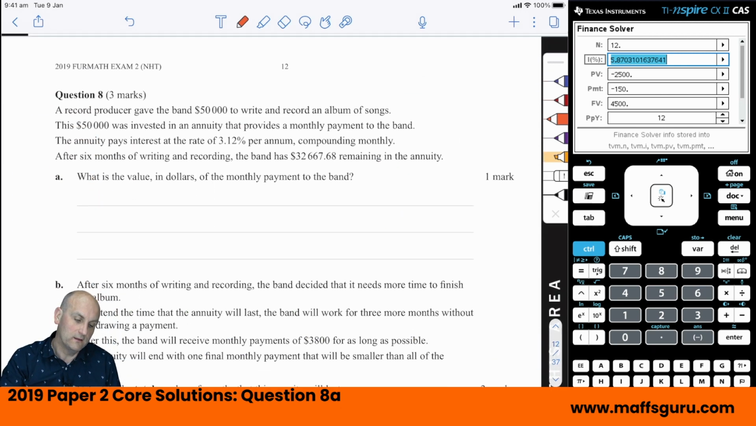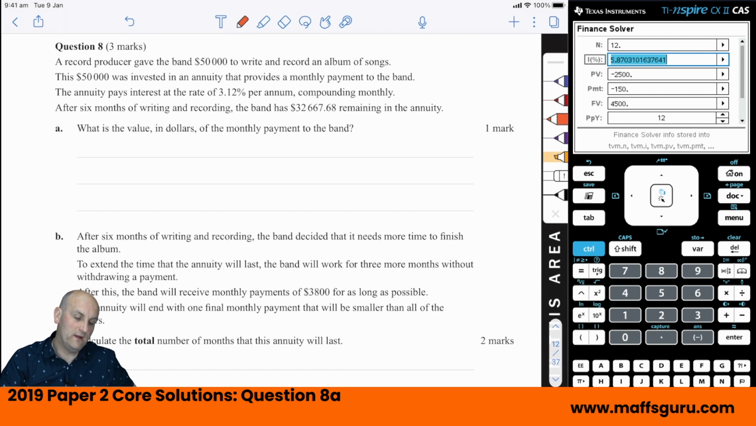A record producer gave the band $50,000 to write and record an album of songs. This $50,000 was invested in an annuity that provides a monthly payment to the band. The annuity pays interest at 3.12% per annum, compounding monthly. After 6 months of writing and recording, the band has that much remaining in the annuity. What is the value in dollars of the monthly payment to the band?